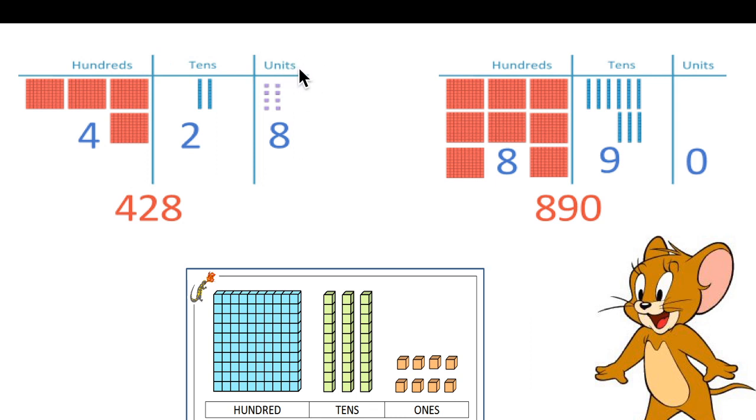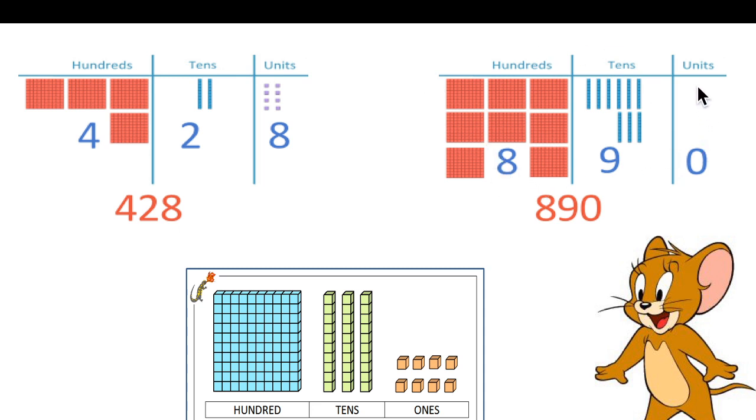How many ones do we have? We can also call them units. 1, 2, 3, 4, 5, 6, 7, 8. We will write number 8. How many tens? 2. We will write number 2 in tens block. And hundreds? 1, 2, 3, 4. 4. We will write it in the column with hundreds. How will we read the number? 428. Let's go to the next one.